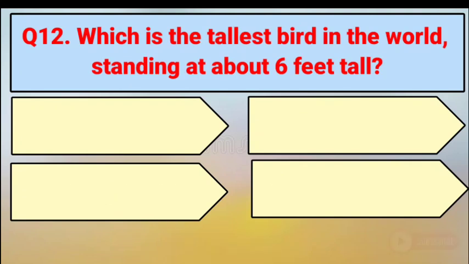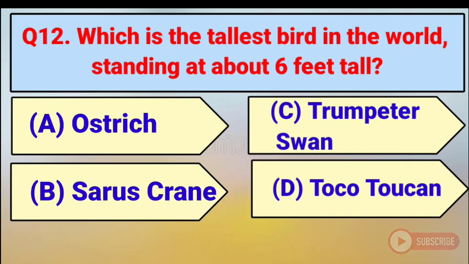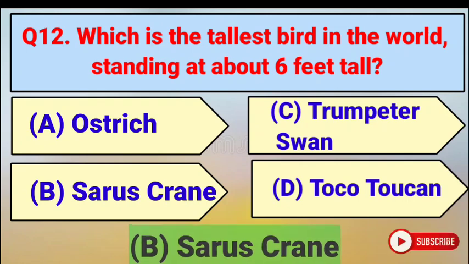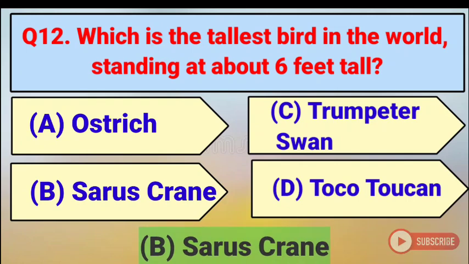12. Which is the tallest bird in the world, standing at about 6 feet tall? Your options: A. Ostrich. B. Sarus crane. C. Trumpeter swan. D. Toco toucan. Your correct answer is B. Sarus crane.